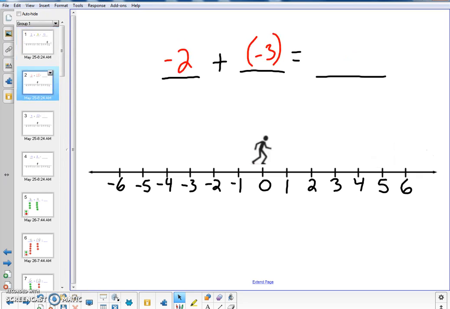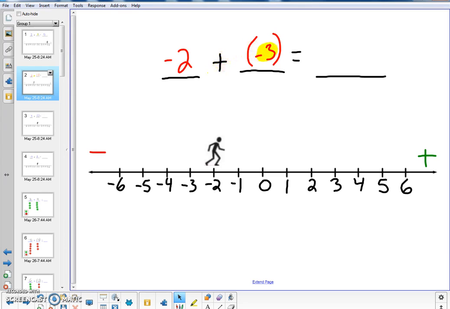Here it is. My first number is negative 2. So that's where my guy is going to start. We're going to put him on negative 2. This is an addition problem, so he is facing to the right. He's facing in the positive direction. Negative direction would be to the left. So, starting on negative 2, adding problem, so he's facing to the right.